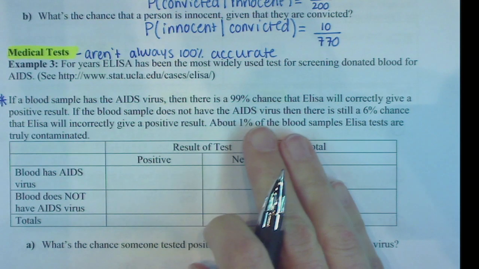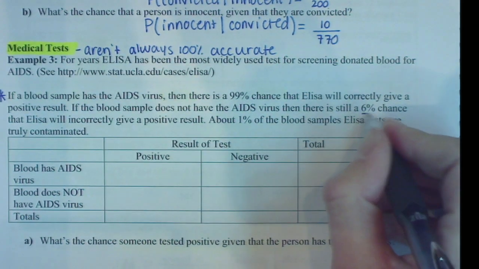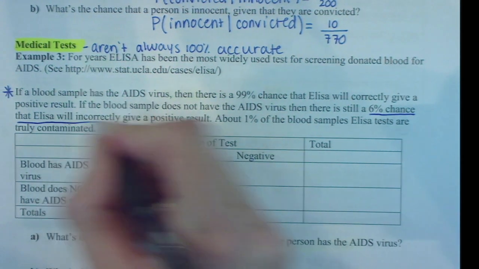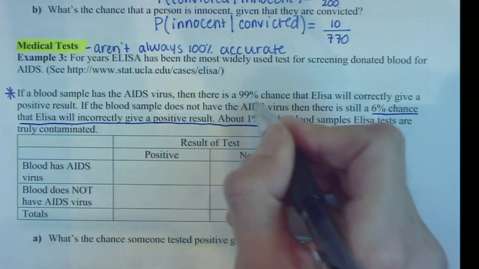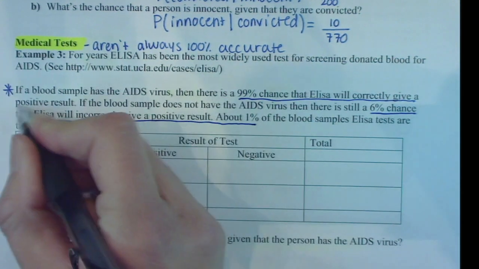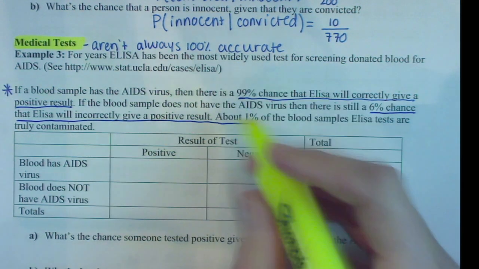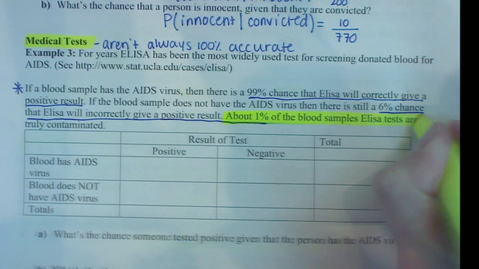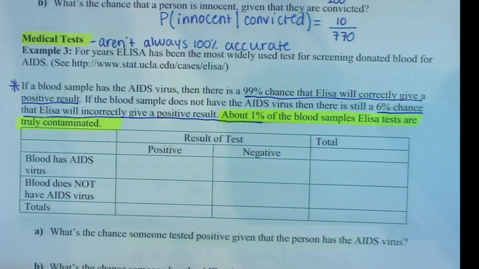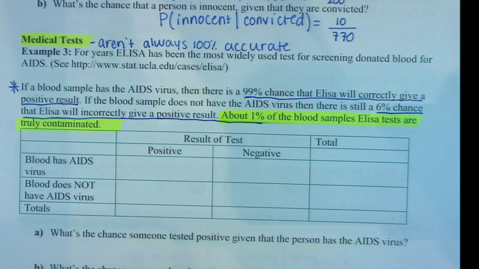But if the blood sample doesn't have AIDS, unfortunately, there's still a 6% chance that ELISA will incorrectly give a positive result. So there's a 99% chance it will correctly give a positive result. There's a 6% chance, though, that even people that don't have AIDS, they'll get this positive result just as a mistake. And then about 1% of the blood samples are truly contaminated. Okay, so they're saying 1% of people who donate blood have AIDS. Test is 99% accurate, but has a 6% chance of getting a false positive.